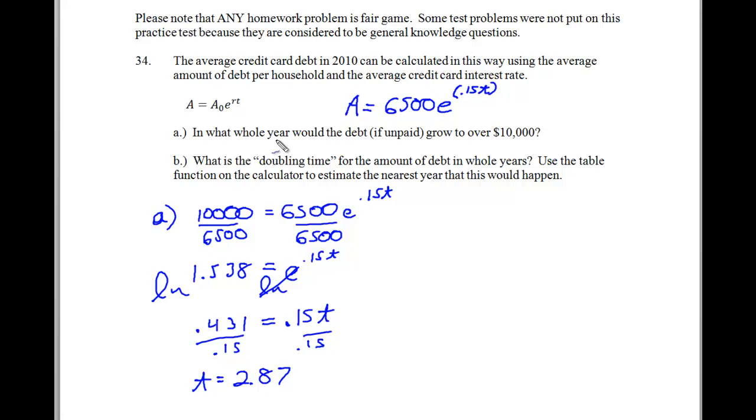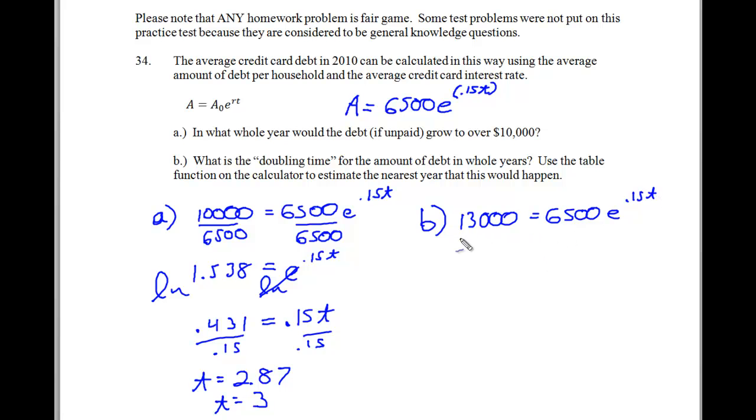So it says, in what whole year would the debt, if unpaid, grow to over 10,000? It would be in the third year, because it's closer to 3, and it would also be over $10,000 in the third year. Now it says here the doubling time for the debt in whole years, and it says to use the function in the calculator to estimate it, but you know what? It's just as easy to do this on paper as well. So the doubling time for 6,500 is 13,000 is equal to 6,500 e to the 0.15t.